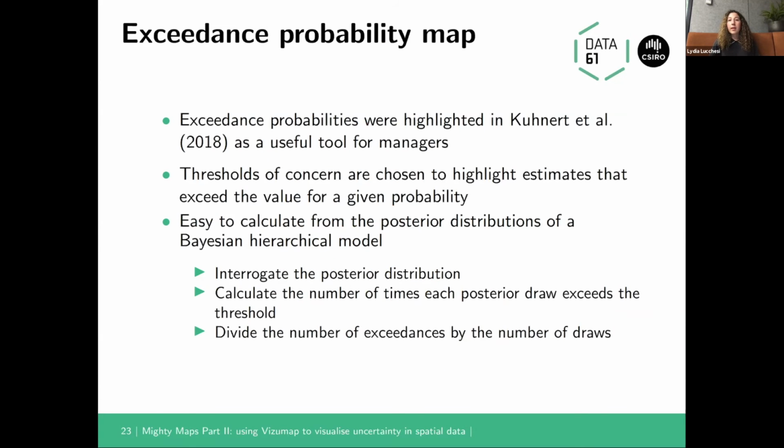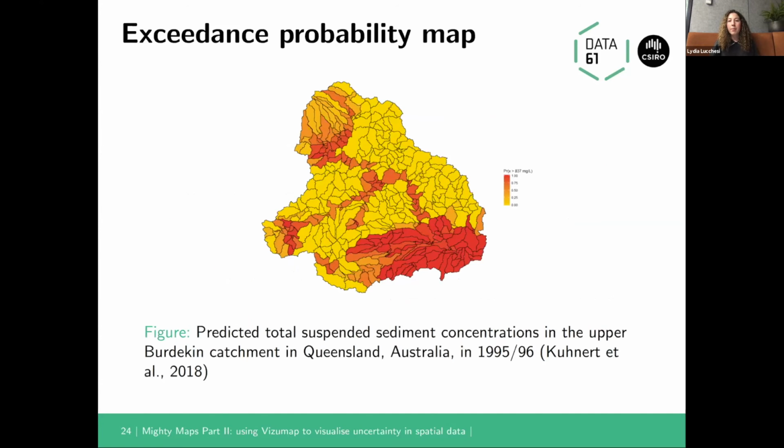Another method in the Vizumap package is the exceedance probability map. Exceedance probabilities were highlighted in a paper by Petra Kunert and her colleagues as a useful tool for managers. You choose a threshold of concern, and then you plot the probability of exceeding that threshold of concern. You can easily calculate these from a posterior distribution of a Bayesian hierarchical model. And you do so by interrogating the posterior distribution, calculating the number of times each posterior draw exceeds the threshold, and then you divide the number of exceedances by the number of draws. And here's an example map of that.